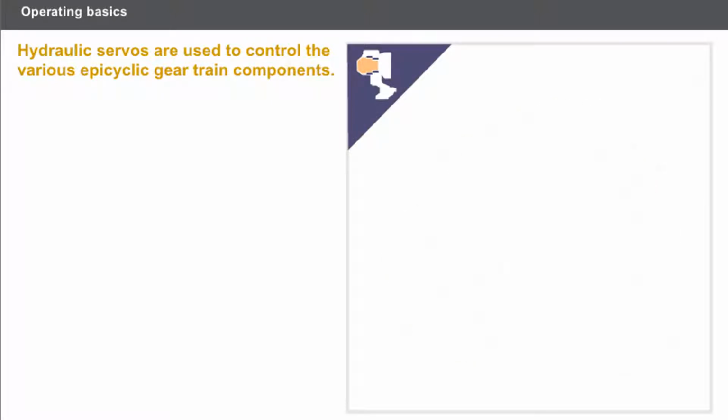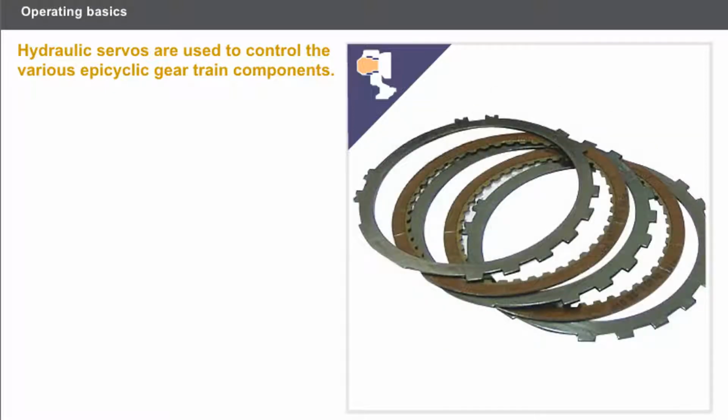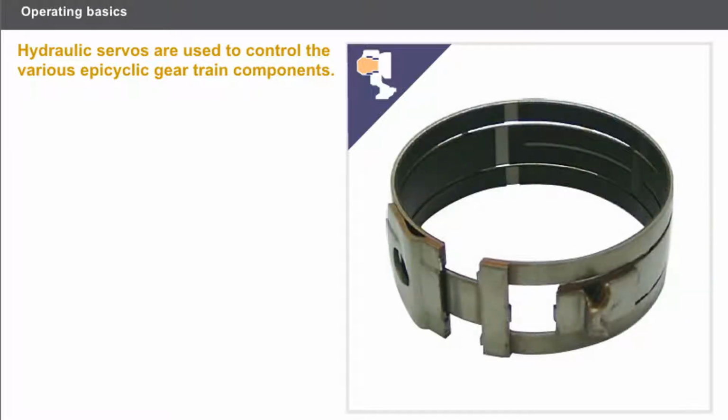Clutch and brake units called hydraulic servos are used to control the various epicyclic gear train components. The hydraulic servos are of the oil bath multiplate type. Band brake technology is used for certain types of gearbox. It has the advantage of accepting higher torque and having less drag.